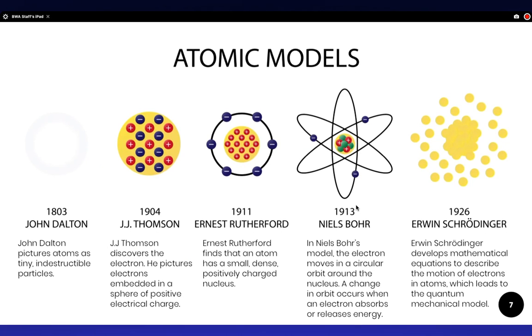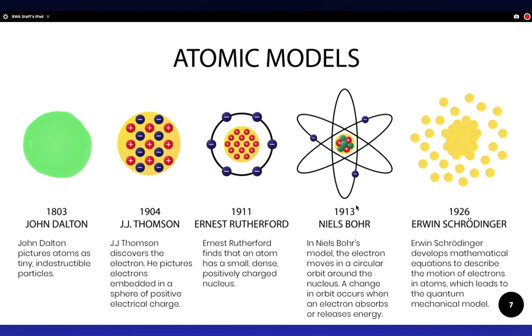Okay, so we already talked about John Dalton, and there's his model. I guess it's kind of hard to see. Let me color it in for you. It is just a large gray circle. There we go. That's a little easier to see. Because remember, he thought of atoms as tiny, indestructible particles. So this was the model of the atom before subatomic particles were discovered.